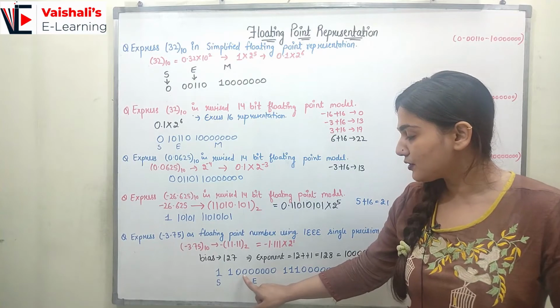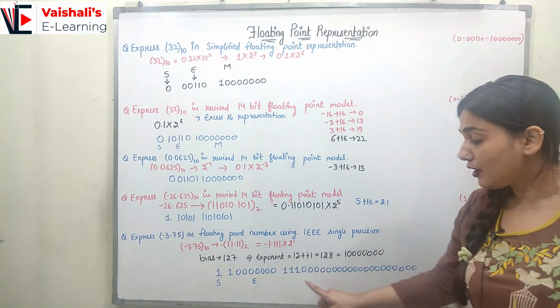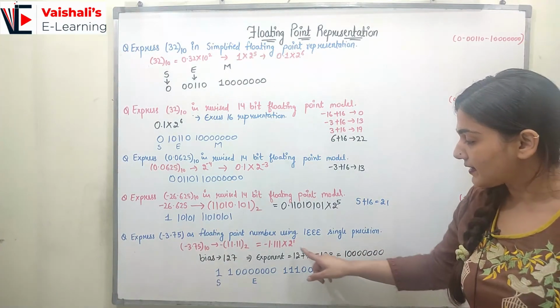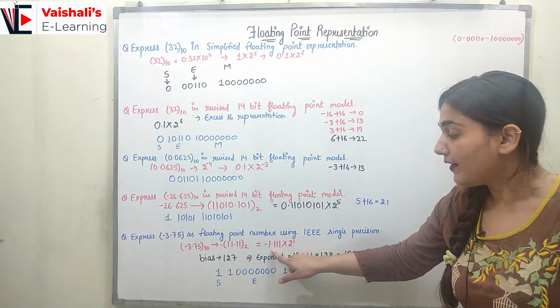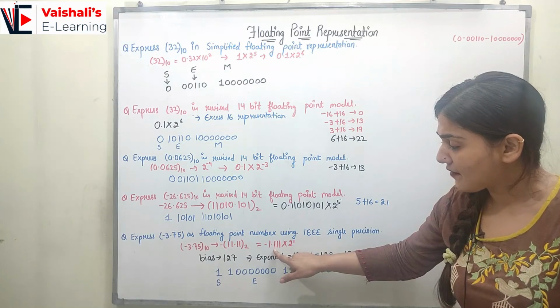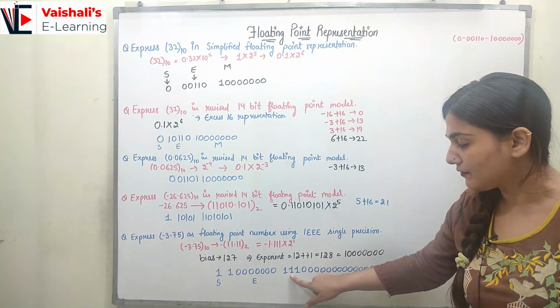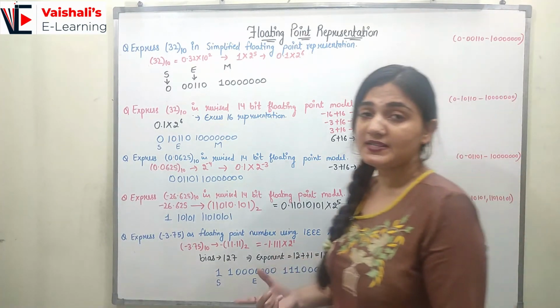Exponent is 10000000, and what is Mantissa? Mantissa is the bits that I have after the decimal point, right? So over here we have 111, so I am representing 111 over here, and the rest 20 bits are 0 over here.